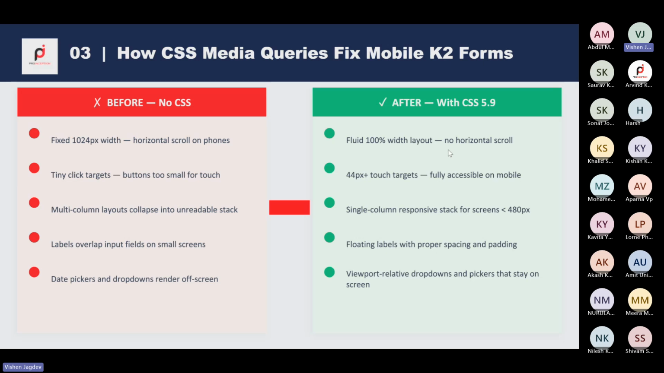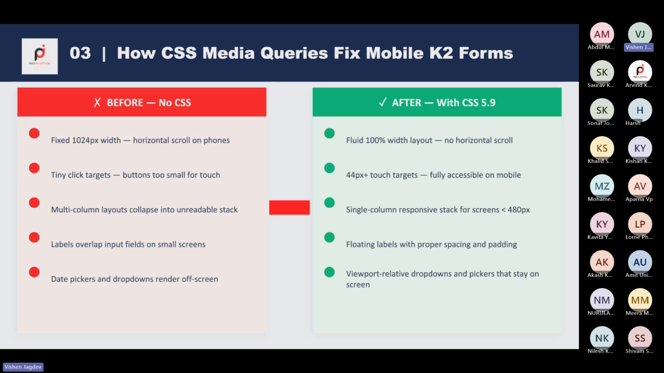This is just a simple comparison with before and after with this media query support released in K2 version 5.9. So just to explain a bit on this slide, I want to show the practical impact of what we've just discussed. What changes when we apply responsive CSS to K2 forms? On the left-hand side of the slide, we see the traditional experience without CSS optimization. Forms are built with fixed widths, which means on a mobile phone, users have to scroll sideways just to see the full form.